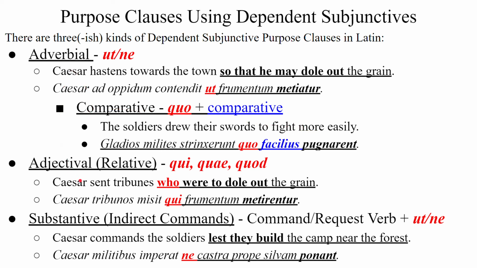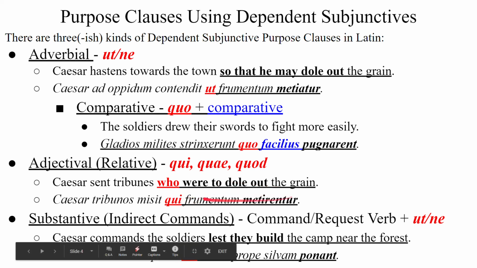There's the adjectival kind of purpose clause, more commonly called the relative purpose clause, introduced by the relative pronoun qui, quae, quod. It will agree with an antecedent in gender and number, not necessarily in case. Caesar tribunos misit, Caesar sent the tribunes. Who were they and what was their job? Well, they're to dole out the grain. Who might dole out the grain, who were to dole out the grain. This is their purpose. This is their job, to dole out the grain.